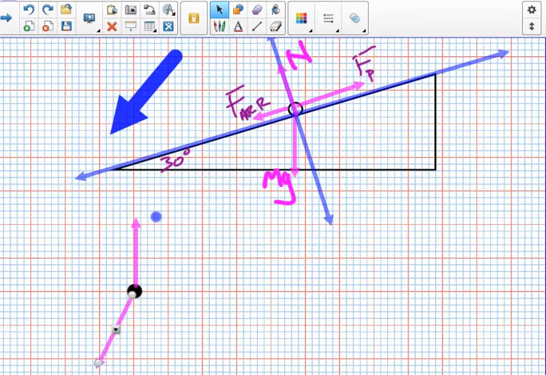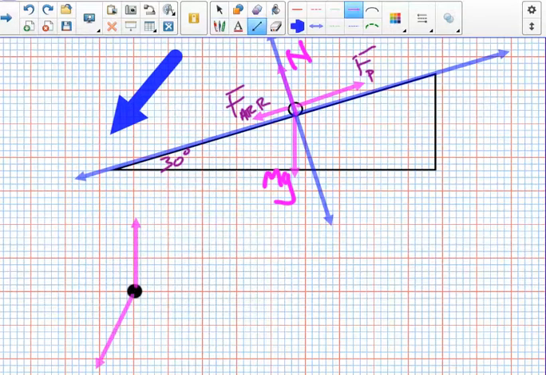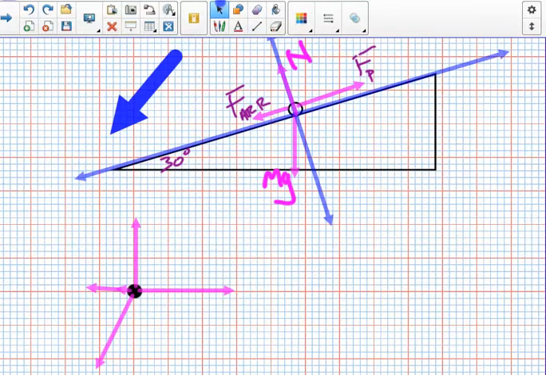I have a force going to the right. Now remember, right is kind of relative here. It's like I tilt my head. But I've got a force propelling it up the ramp, and I have air resistance working against it. So this is my free body diagram.